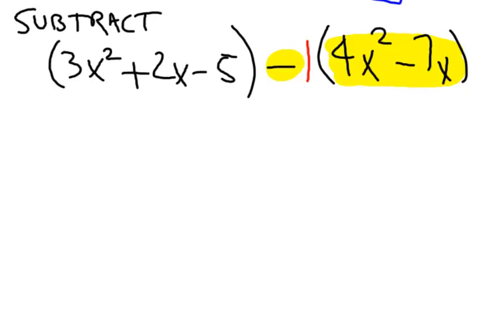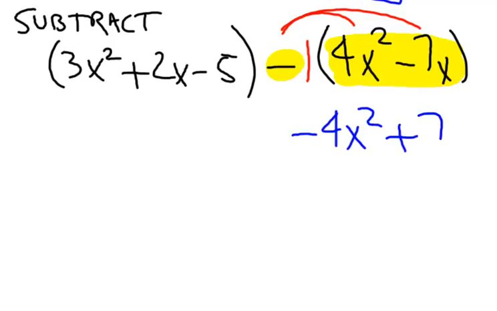You could think of it this way. This is like multiplying using the distributive property, each term by negative 1. The net effect is that it just changes the sign. So instead of positive 4x squared, I get negative 4x squared. And instead of negative 7x, I get positive 7x. The first term in this case does not change at all.